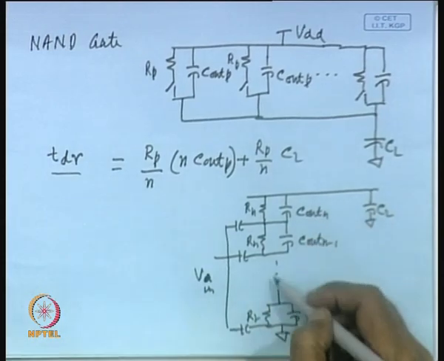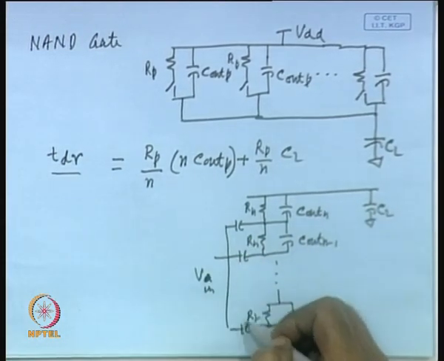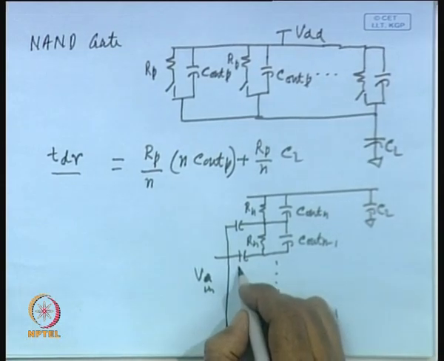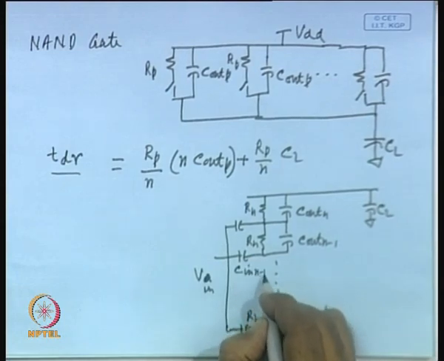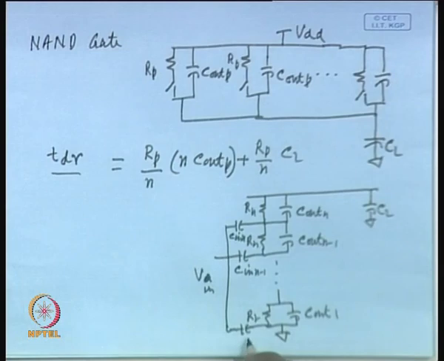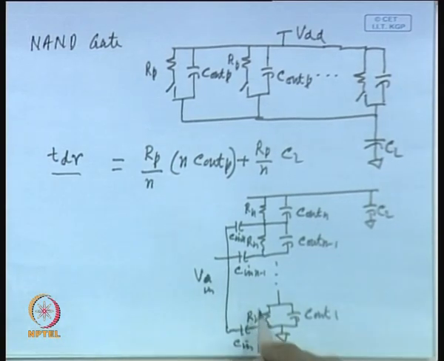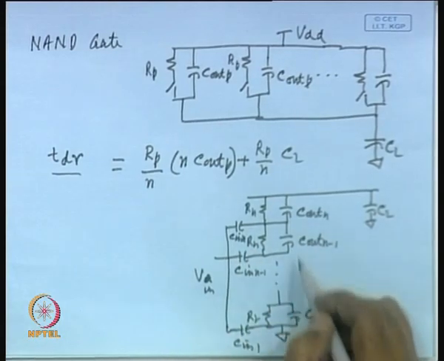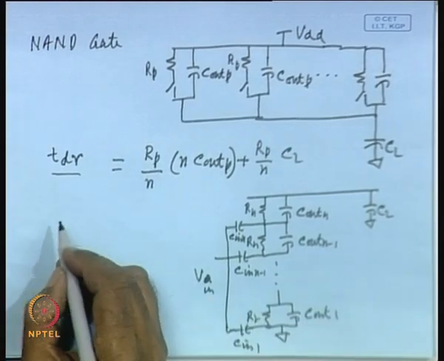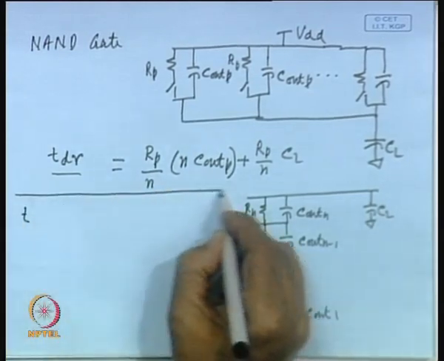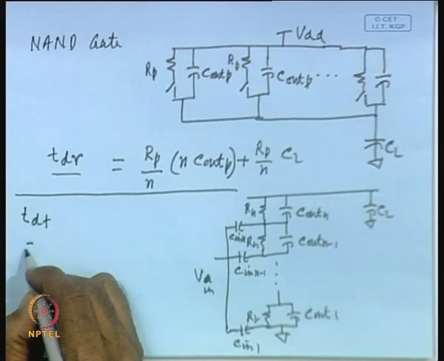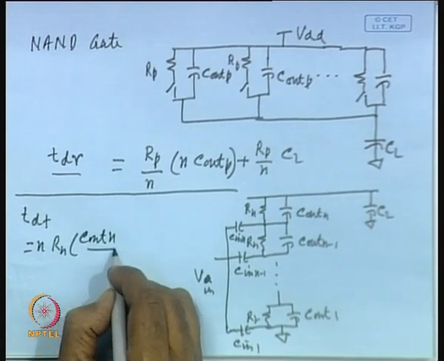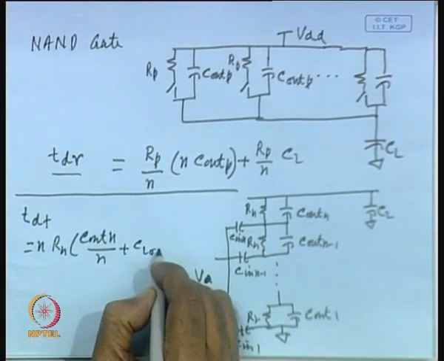The discharging takes place through this path, and the input is applied through these capacitances. As you know, you are applying it to the gate, and that is represented by C in n minus 1, C in n, and C in 1. These are the capacitances of the gate, and these are the output capacitances. The expression for TDF will be equal to n Rn times C out n by n plus C load.